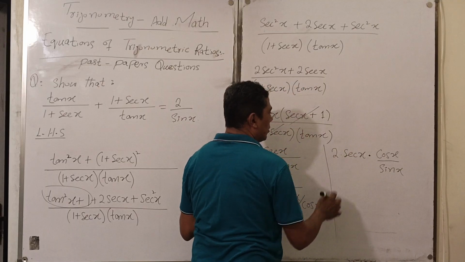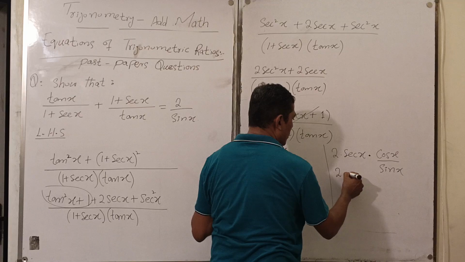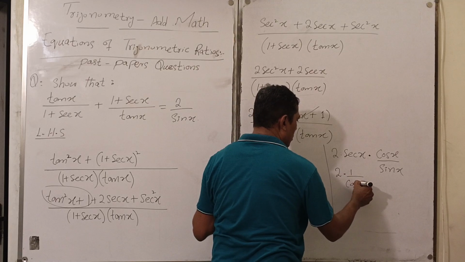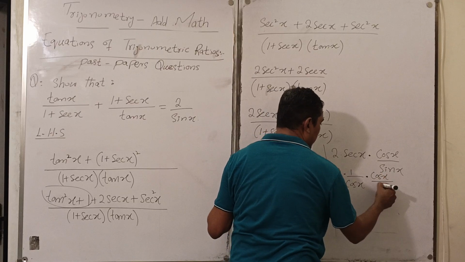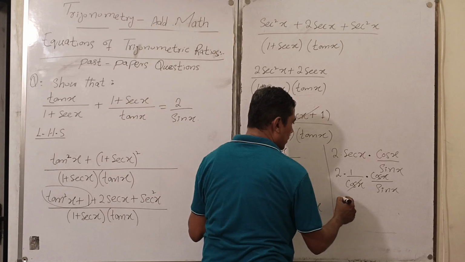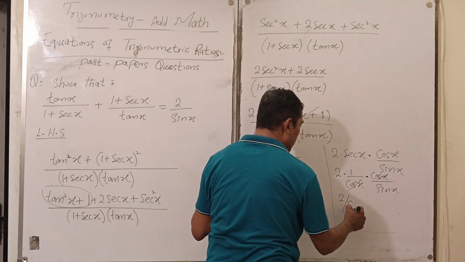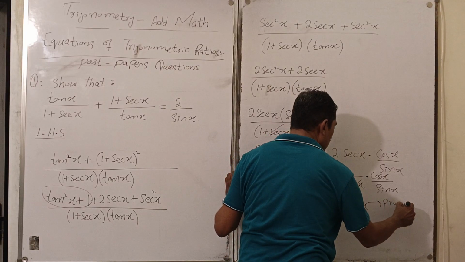What about the sec x? Sec x is equal to 1 over cos x. So it is cos x divided by sin x, so cos x cancels. Yes. So now you will have 2 over sin x. Proved. Yes.